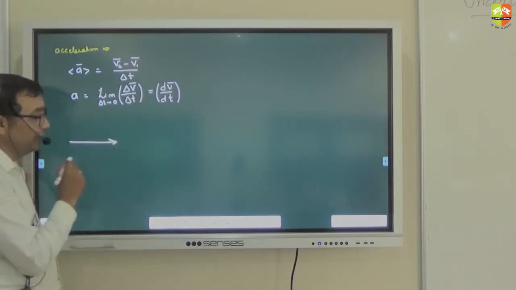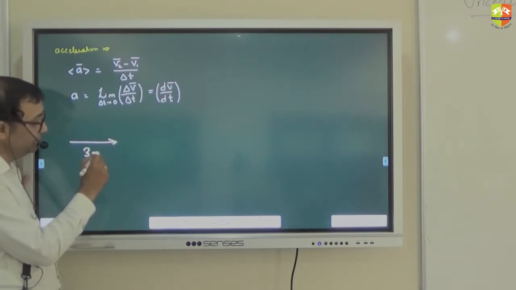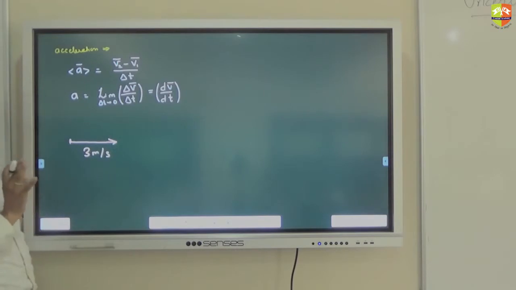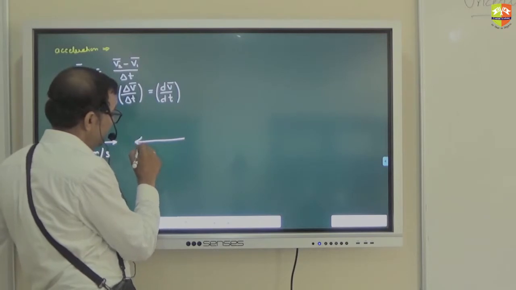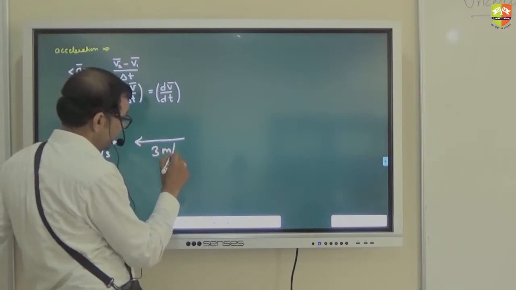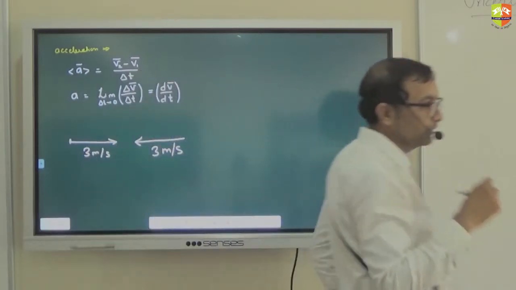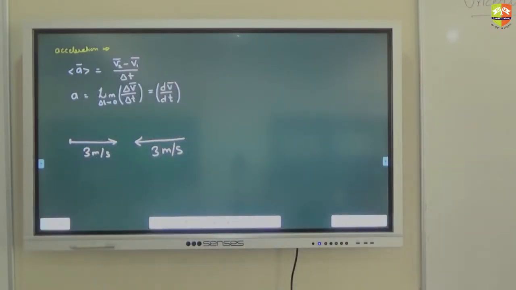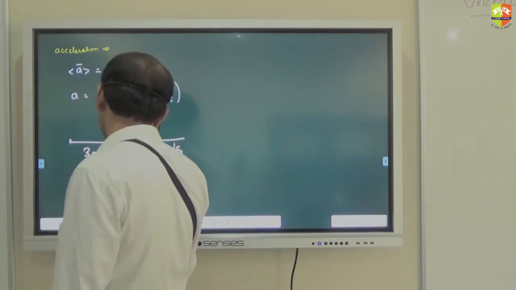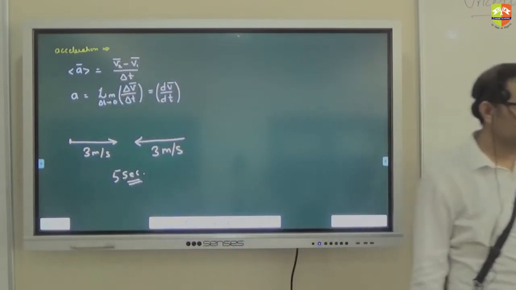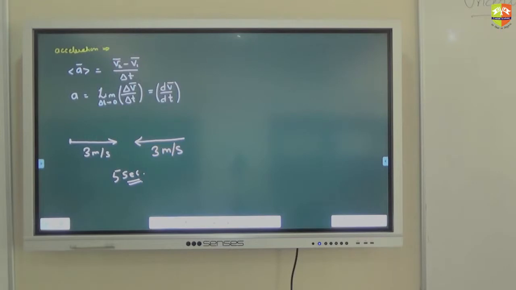Suppose the object is going in this way at 3 meter per second, and after, let's say, 5 seconds, its velocity reverses to 3 meter per second back. Velocity reverses the direction, magnitude is same. Find out the average acceleration. In 5 seconds it is happening. Zero? How many say zero? No, it's not. It's 3 plus 3, which is 6 by 5. It is not zero.